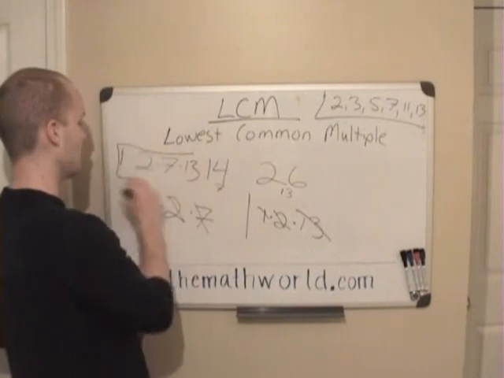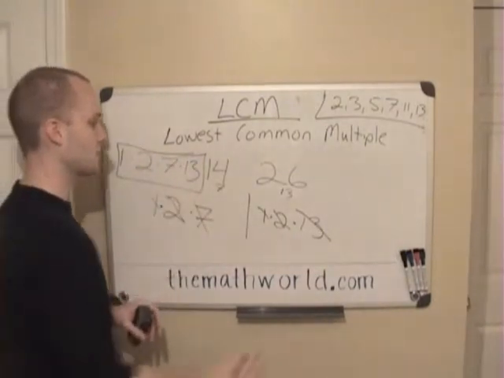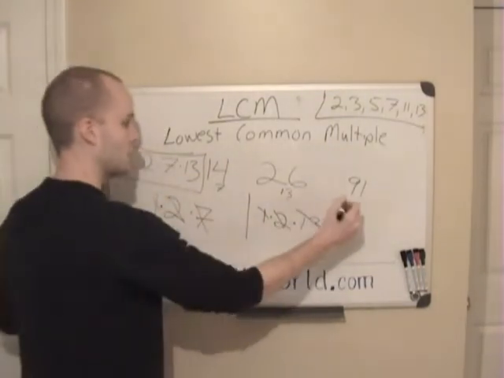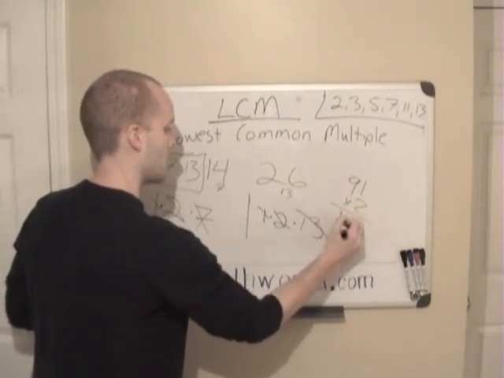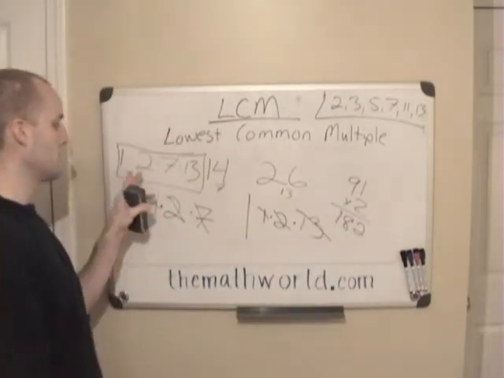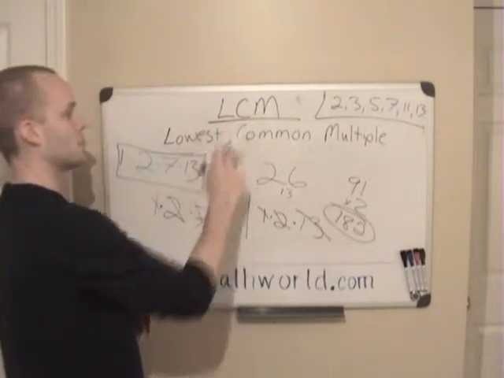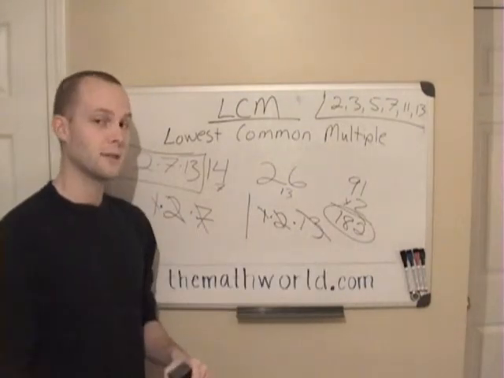So 13. So 1 times 2 times 7 times 13. 7 times 13 is 91, times 2 is 182, times 1 is still 182. So the LCM for 14 and 26 is 182.